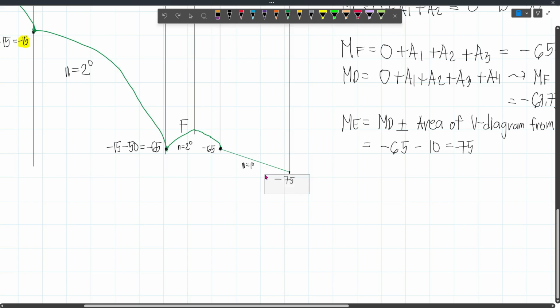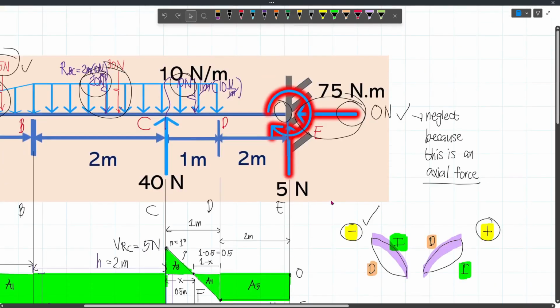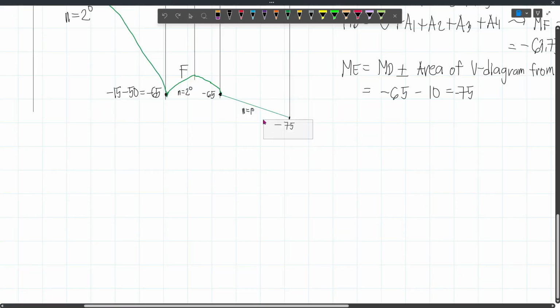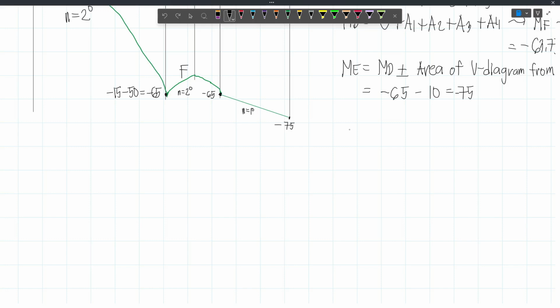Now sir, why is the end value here not 0? Sir, didn't you say earlier that it should start and end at 0? Now this is because we have a moment reaction here, which is 75 Nm. And then clockwise. Now, if there is a moment reaction, then we have left and right moment values. And so again, this negative 75 is the left moment value. And so let's just label this one as say MEL, or the left moment value at E.